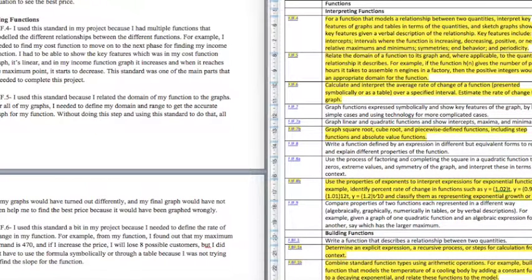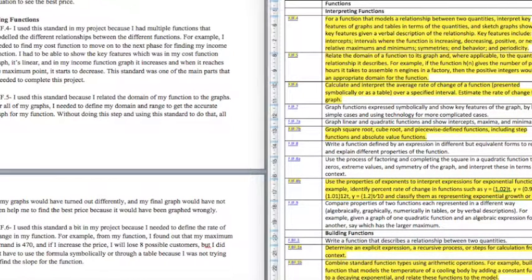So I definitely used this standard in my project because I had to do a ton of graphing, and I had multiple functions that modeled the different relationships between the different functions. So an example from my big project would be I needed to find my cost function and to move on to the next phase to find my income function. I had to show the key features, which was that my cost function is linear, and my income function increases, and when it reaches the maximum point it starts to decrease.